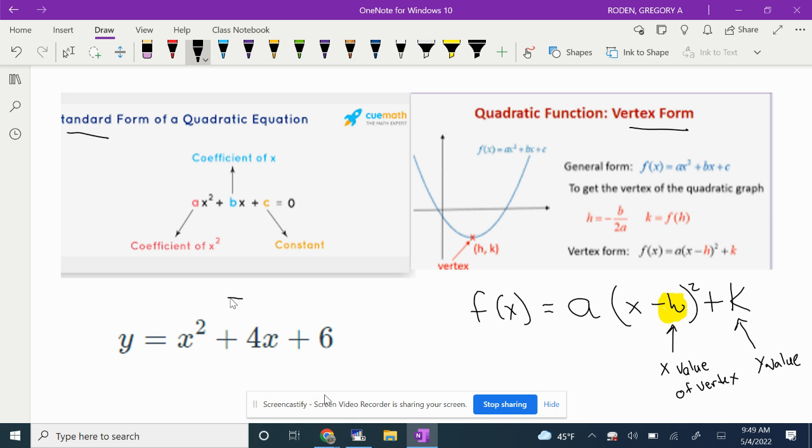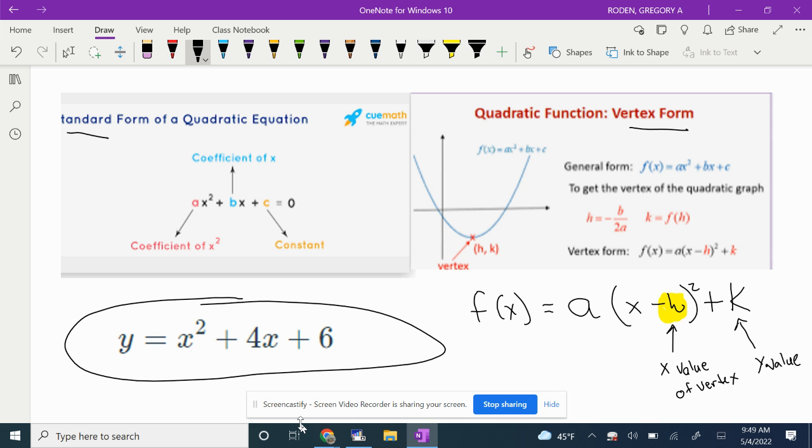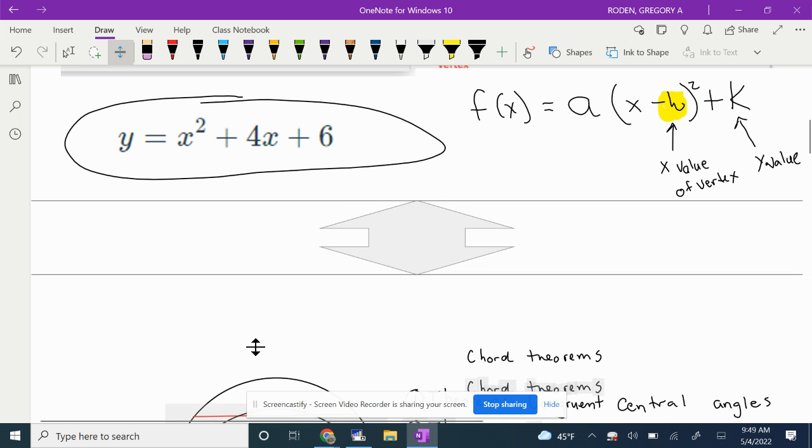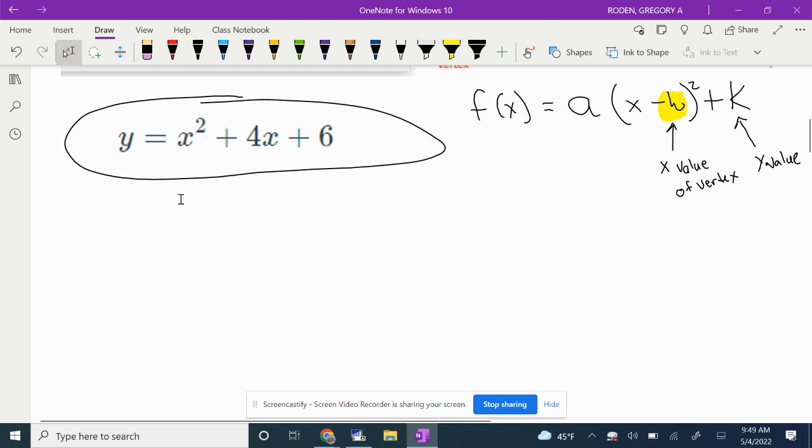This is in standard form right here, and we're going to write it in vertex form. The first thing we're going to do: remember, when we complete the square, we like to have a 1 coefficient here, and I chose a pretty easy problem where we didn't have to divide everything. So I'm going to rewrite this so I have x squared plus 4x, and then plus blank, plus 6, plus another blank.